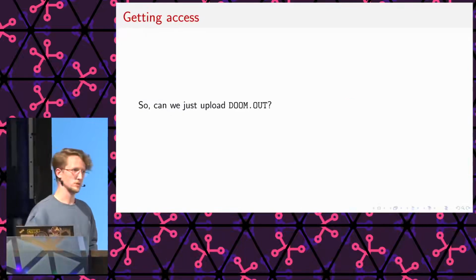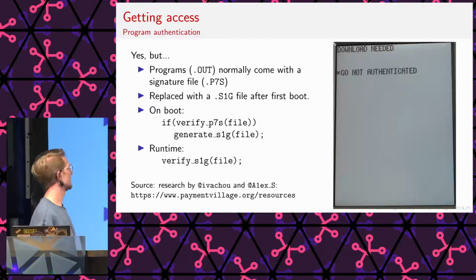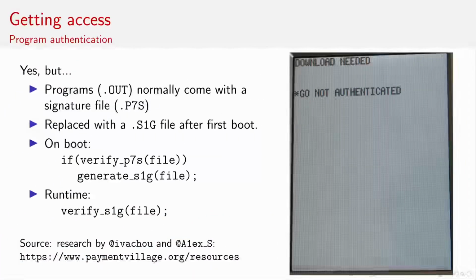So, OK, we can just upload Doom, right? Sure, yes, we can, but we will get a different screen. So Go not authenticated. So now I properly set Go to the file name that I actually uploaded. And of course, I guess it makes sense, applications need to be signed.